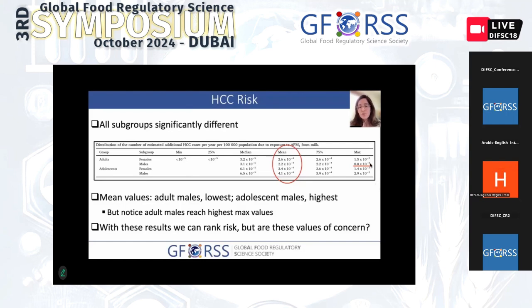And this was expected, again, as risk is aligned with exposure results. But notice that adult males can actually reach the highest max values. And this is probably linked to extreme consumption events, like somebody that consumes a lot of milk in one day for some reason. So this is still captured in the risk assessment when you use non-aggregated data. So with these results, we can now characterize and also rank the risk, right? Who has the highest risk? But again, should we be concerned with these values from a public health perspective?